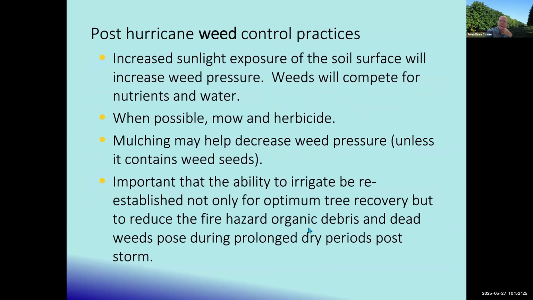Weed control. This can be a problem. If possible, mow and use herbicide if you can. In some cases, if weeds are killed, and you have a severe drought after that, it could be a fire hazard. We've generally not seen this, but it could happen with all that dead vegetation.